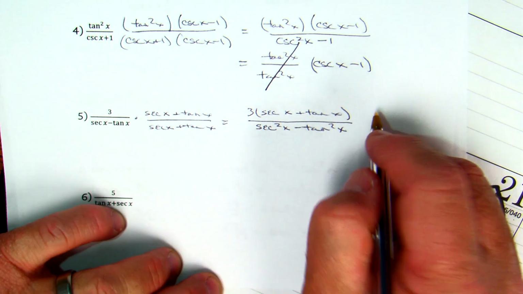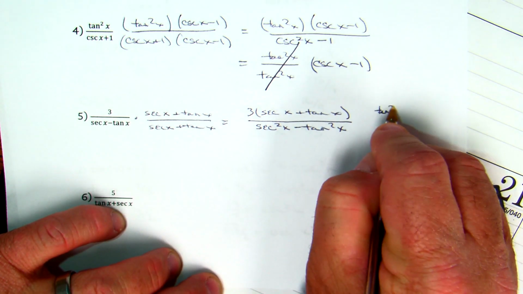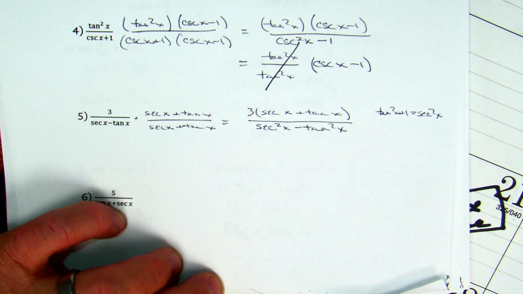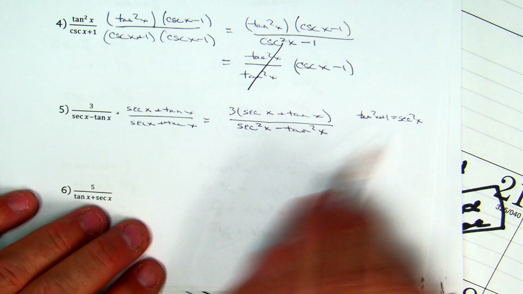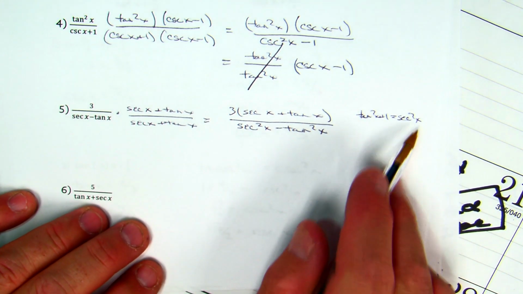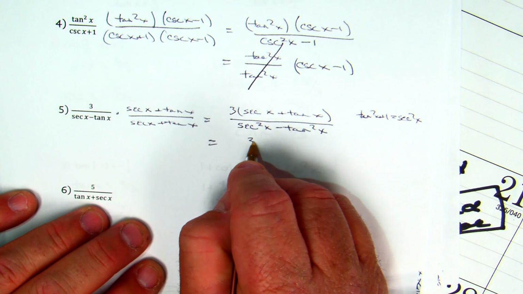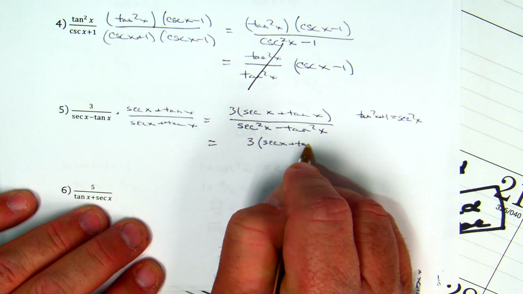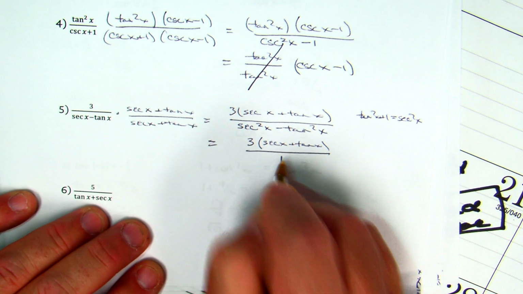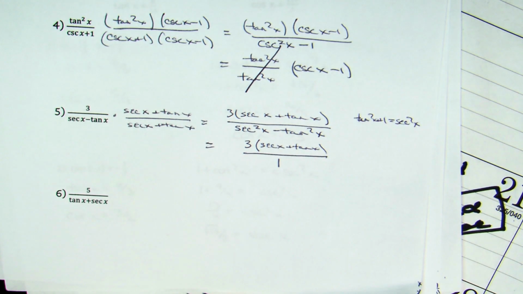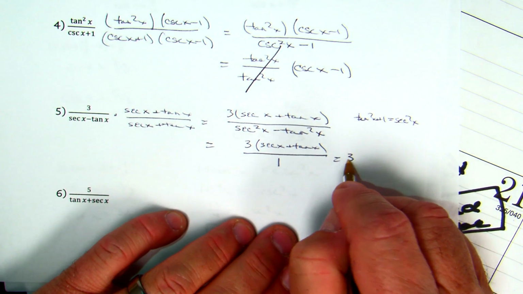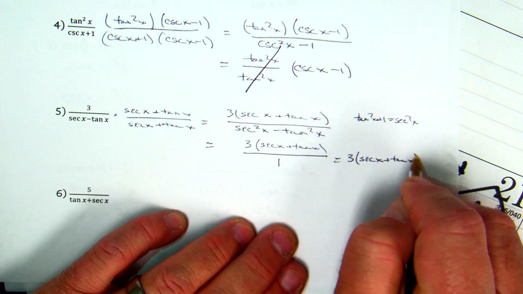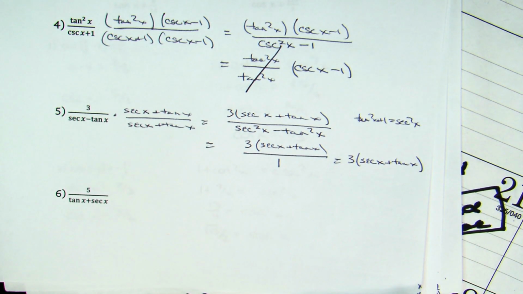I go back to my Pythagorean identities. Tangent squared x plus 1 equals secant squared x. So to get it to look like that, I'm going to move the tangent squared over, and that simply becomes 3 times secant x plus tangent x over 1, giving you 3 secant x plus tangent x. Your choice if you want to distribute or not.